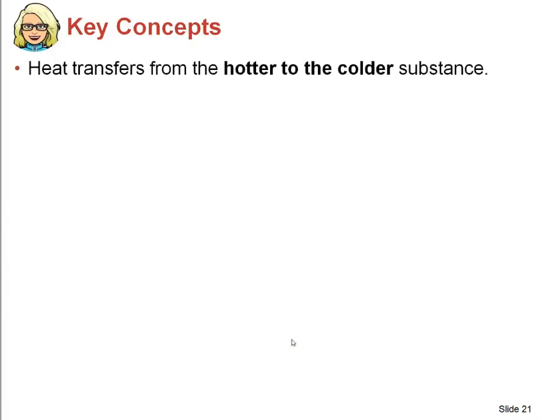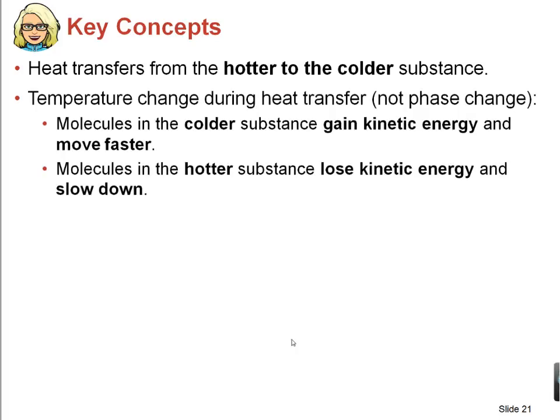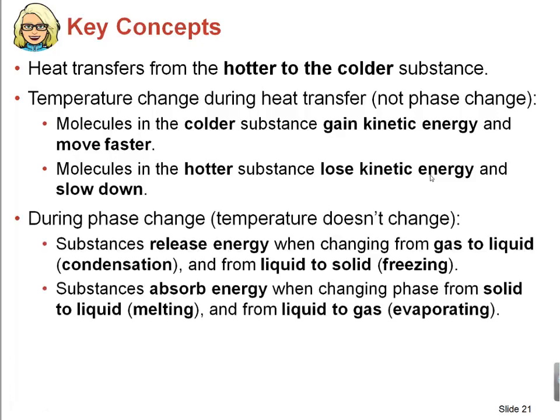The key concepts in this video are that heat transfers from a hotter to a colder substance. When the temperature changes during heat transfer, and we're not talking about phase change, the molecules of the colder substance will gain kinetic energy and start to move faster, and the molecules in the hotter substance will lose kinetic energy and slow down. And kinetic energy, when you average it out for all the molecules or atoms in a substance, is the same as temperature.